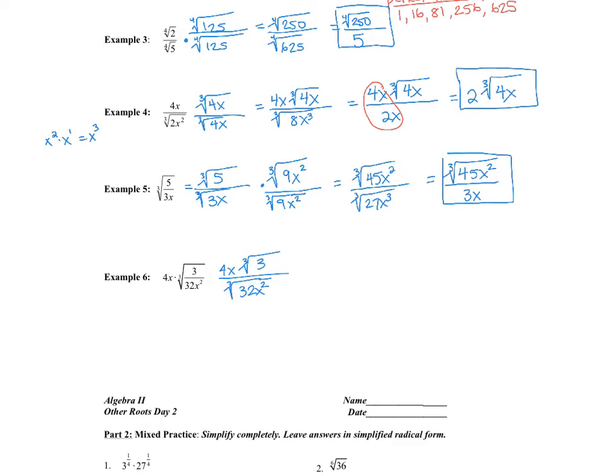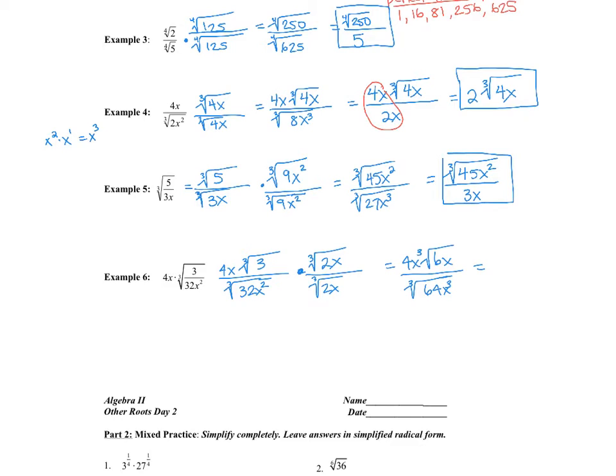Okay, so we need to think of a number that 32 goes into evenly that is a perfect cube. So if you take a look at the list above, we see that 32 goes into 64 evenly, and 64 is a perfect cube. Now 32 times 2 is going to give me 64. Now I have x squared and I need it to be a perfect cube, so I'm going to multiply it by x. So what I have here, I'm going to multiply the top by the cube root of 2x and the denominator by the cube root of 2x. So I end up with 4x times the cube root of 6x over the cube root of 64x cubed.